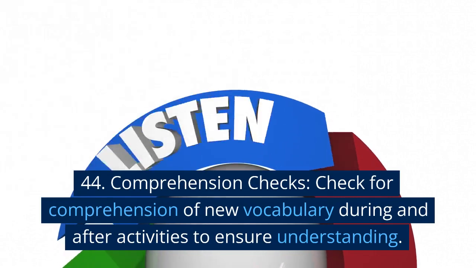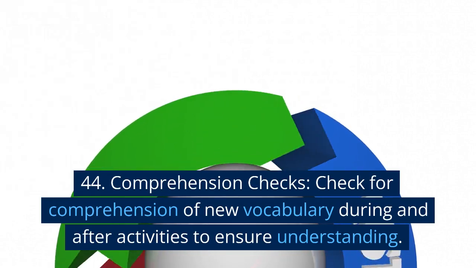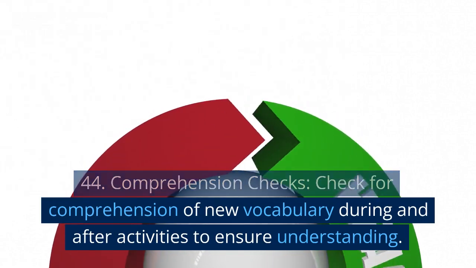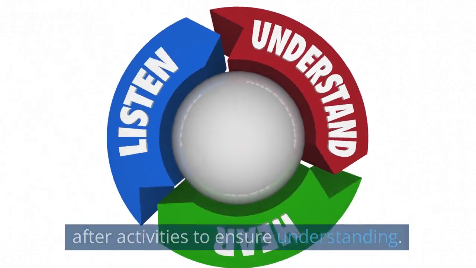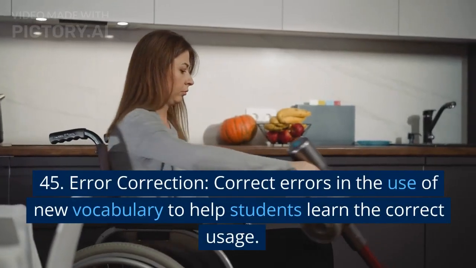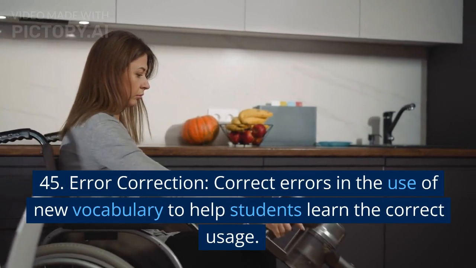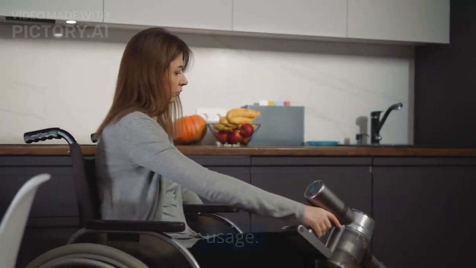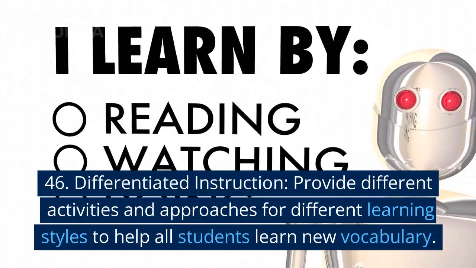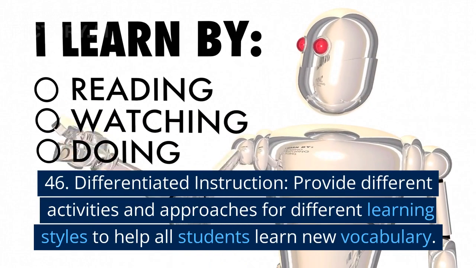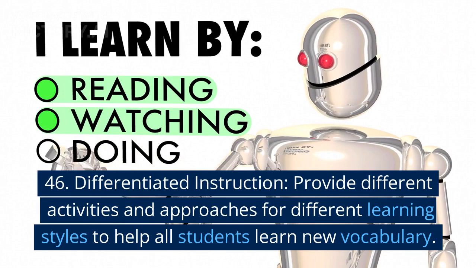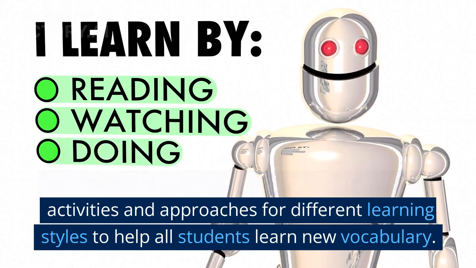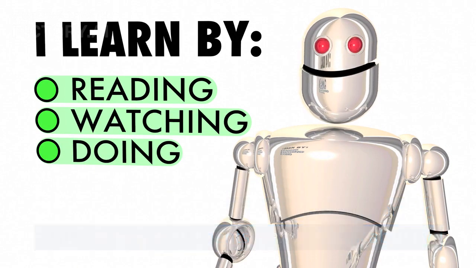44. Comprehension checks. Check for comprehension of new vocabulary during and after activities to ensure understanding. 45. Error correction. Correct errors in the use of new vocabulary to help students learn the correct usage. 46. Differentiated instruction. Provide different activities and approaches for different learning styles to help all students learn new vocabulary.